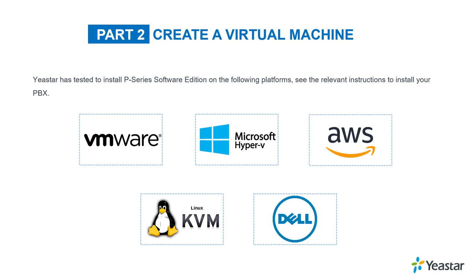Next one, number four, the KVM from Linux. This is also supported, not a problem. And the last one, this is just an example. Like I said, you can also choose to deploy the P-Series Software Edition on a hardware server, for example, Dell, or maybe some other brands. There are so many choices, depends on you. That's also supported. You can deploy the whole thing on that particular hardware server as well.